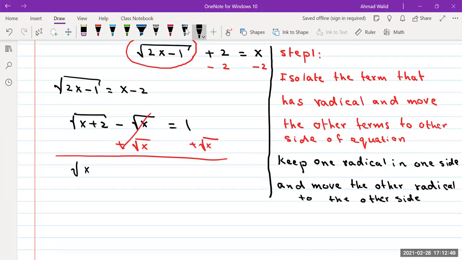Square root of x plus 2 equals 1 plus square root of x. Do this. That's your first step.